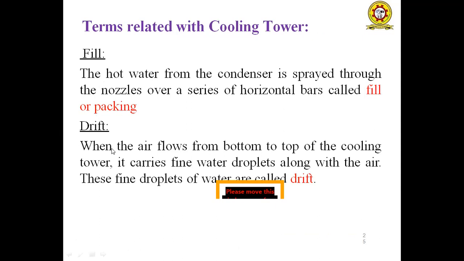Next one is the drift. When the air flows from the bottom to the top of the cooling tower, it carries fine droplets along with the water. These fine droplets of water are called the drift. It means the air coming from the bottom of the tower moves to the top of the cooling tower, and it carries fine water droplets along with the air. So these water droplets are called drift.